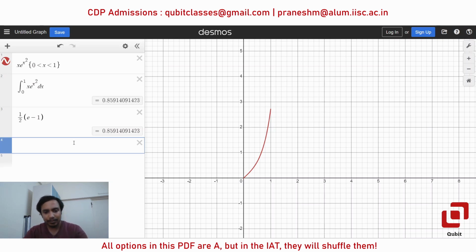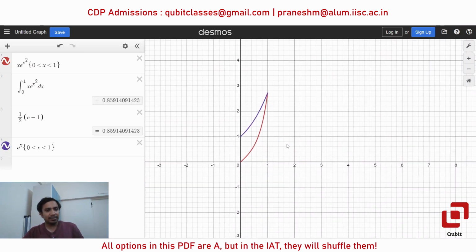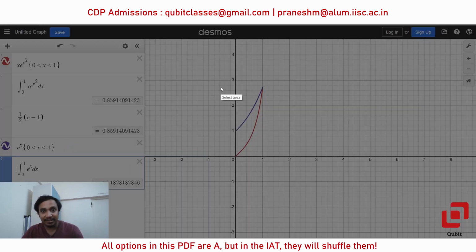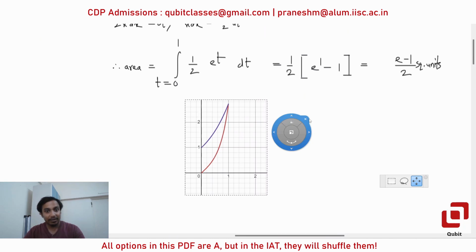Now look, suppose I plot e raised to x, or e raised to t for that matter, between 0 and 1. We get to know some interesting results now. Look here, suppose I go for the integral from 0 to 1 of e raised to x, or e raised to t dt in our case, but the variable of integration is a dummy variable. If you divide this by 2, you'll again get the same answer. What does it mean? It means something interesting.